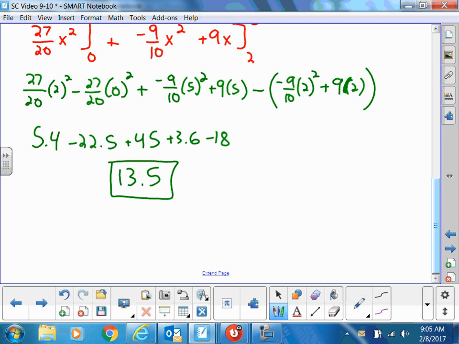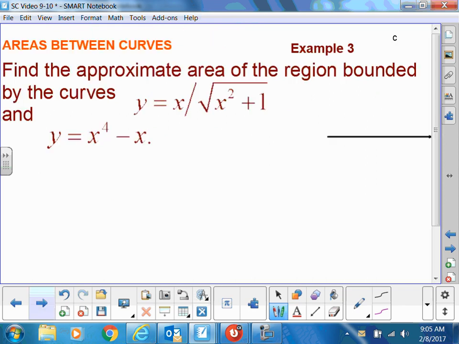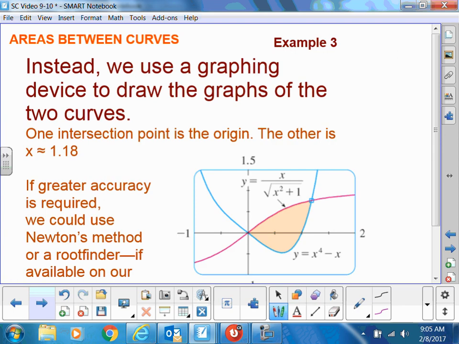All right, so we're going to look at one more example in this video. We're going to have these two functions, and we're going to find the area that is bounded between the curves. Now this is what that picture will look like. They cross once at 0, 0. And then they'll cross again when x is equal to approximately 1.18.